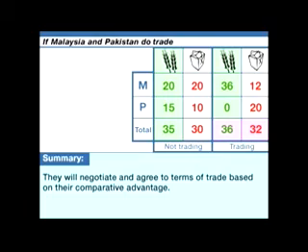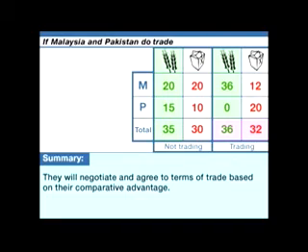Those extra 2 bushels of rice and extra 1 bushel of wheat are available to be divided between Malaysia and Pakistan. And the rate of trade that they will agree on is somewhere between the slopes of their production possibilities frontier. Pakistan is quite happy to trade with any terms of trade that give it more than 1.5 bushels of wheat per bushel of rice. Malaysia is happy to trade with any terms of trade that give it less than 2 bushels of wheat per bushel of rice. So the two economies can now agree upon a particular price of wheat in terms of rice that will allow them both to be better off.